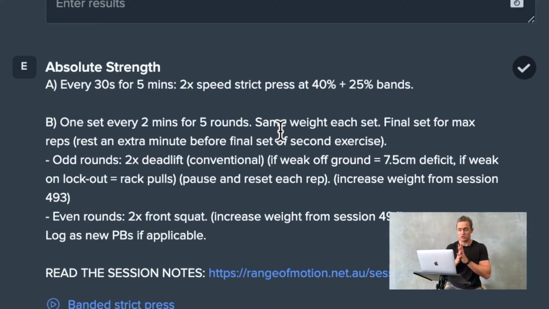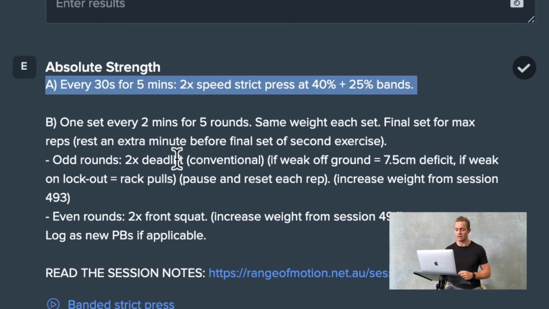And now we get into the exercise programming meat. So the real meat of the day's work for this individual. This is an absolute strength session, two parts. Part A, we're focusing on dynamic effort work, moving very fast using a light level of resistance, but using some bands to create what's called accommodating resistance, which is a very effective way of building power.